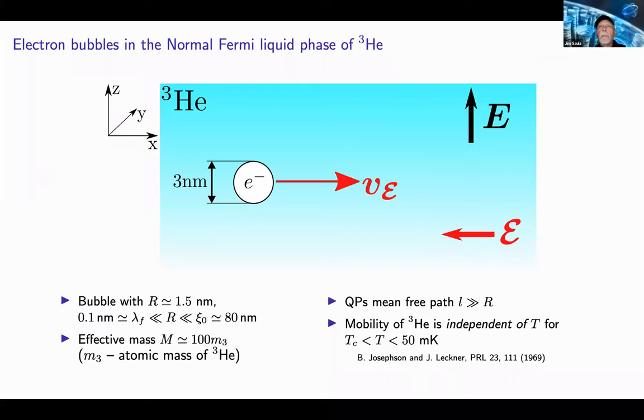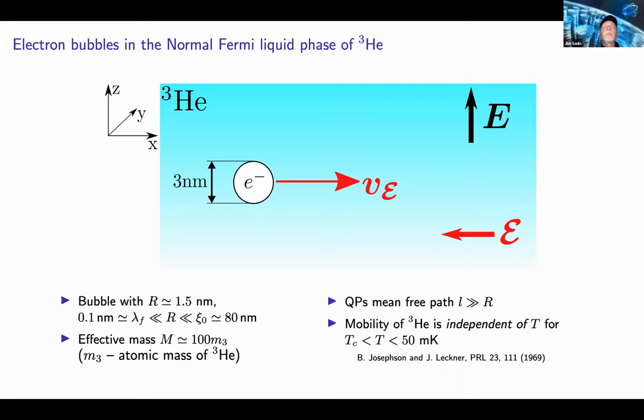And one of the remarkable things about the mobility of these bubbles is that they're sufficiently large that there are enough collisions, even at low temperature, that the scattering is effectively quasi-elastic, down to very, very low temperatures. So from temperatures of about 50 millikelvin to TC, which is on the order of a millikelvin, the mobility is independent of temperature. It's determined purely by the cross-section for quasi-particles scattering off of the bubble and the density of helium-3.